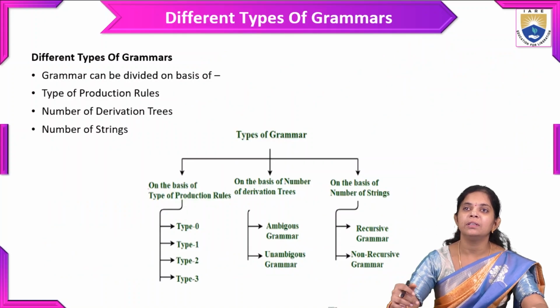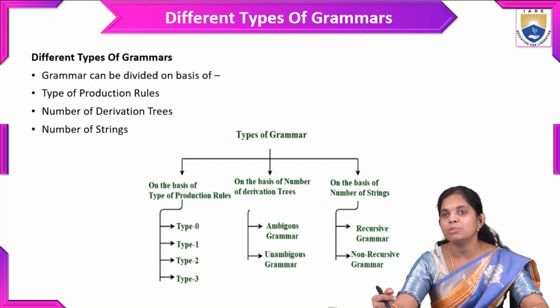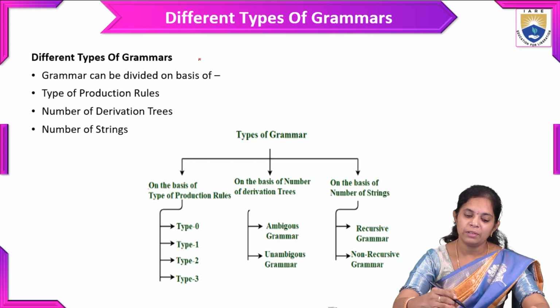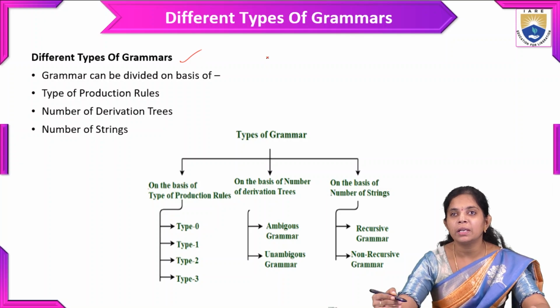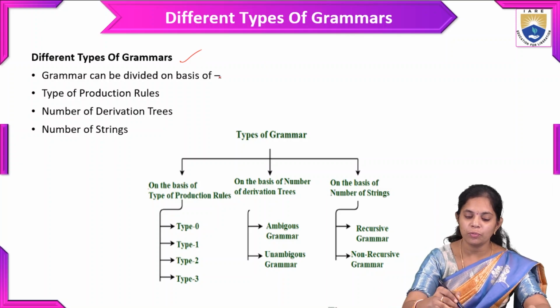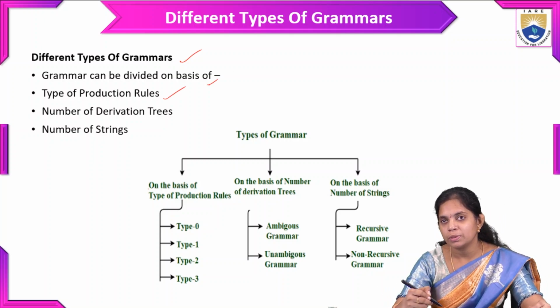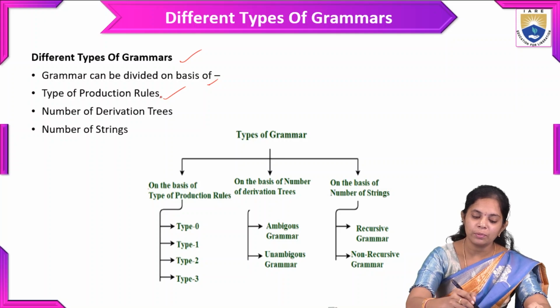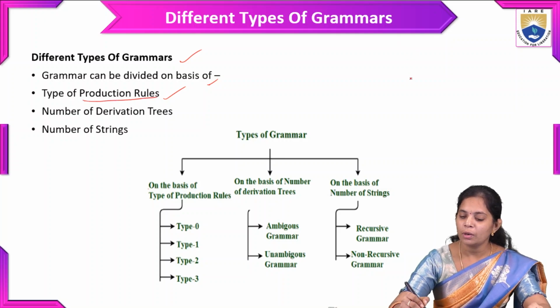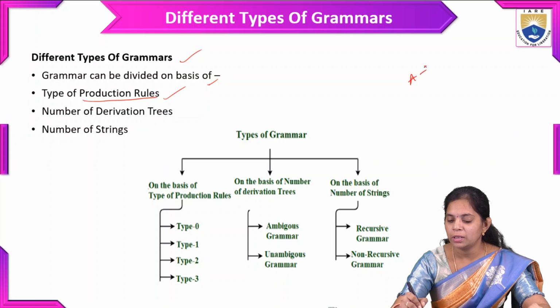From here we can discuss the types of grammars, and based on the grammar we are selecting, the production rules differ. Grammar can be divided on the basis of the types of production rules. As just discussed, this kind of production rules has a left hand side of only single length, and the right hand side is a combination of terminal and non-terminal.